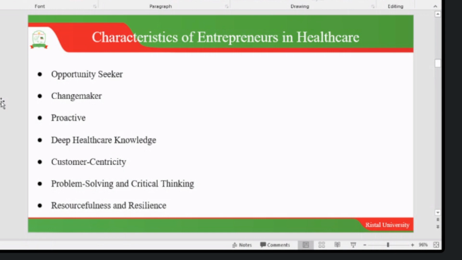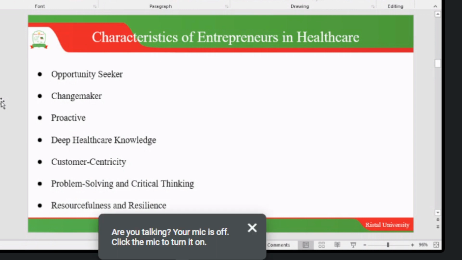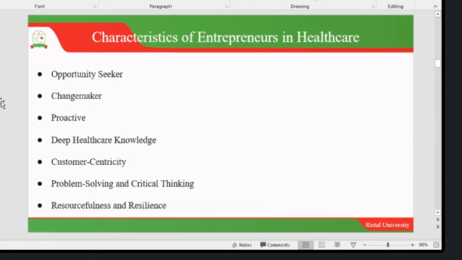Then ultimately, if you're going to be a successful entrepreneur in the healthcare sector, you have to have deep healthcare knowledge. You have to have vast knowledge of how healthcare is regulated, of which laws govern healthcare practice, of the devices that are used in the healthcare setting. So a very successful entrepreneur in healthcare is one that has deep healthcare knowledge.